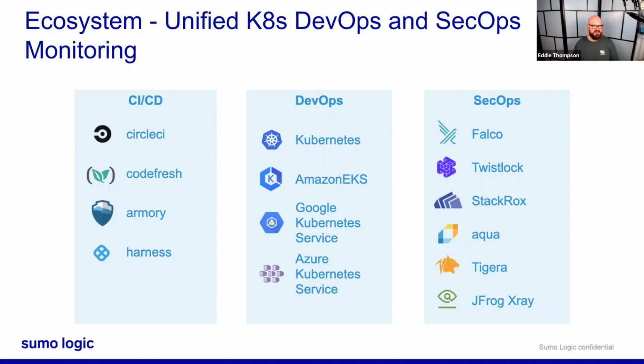And on the SecOps side, as mentioned, we bundle in Falco, but there's also great companies like Twistlock, StackRox, Aqua, Tigera, JFrog Xray. If you're using any of these providers, you're able to get that data in as well and pivot through it in our Kubernetes Explorer.